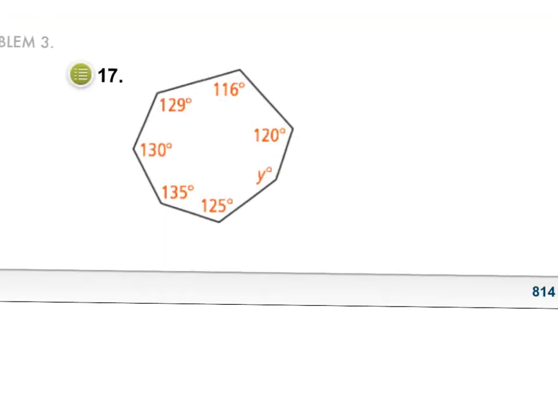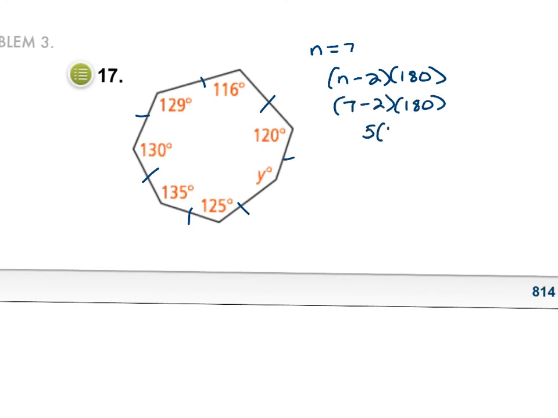Obviously 17 was a little bit trickier. How many sides are on 17? 7. 1, 2, 3, 4, 5, 6, 7 sides. So I have to figure out the sum first, right? So n minus 2 times 180 would be 7 minus 2 times 180. We already did this, right? We did this in the warm-up. Yeah. And it's 900.